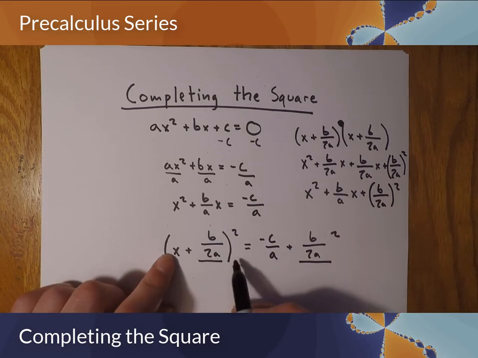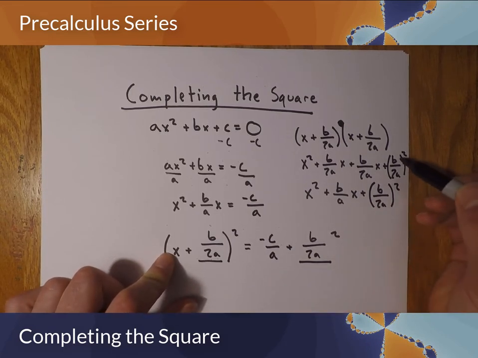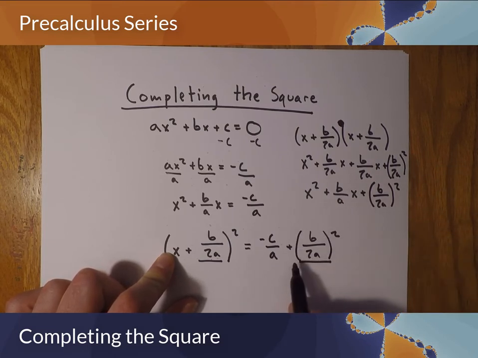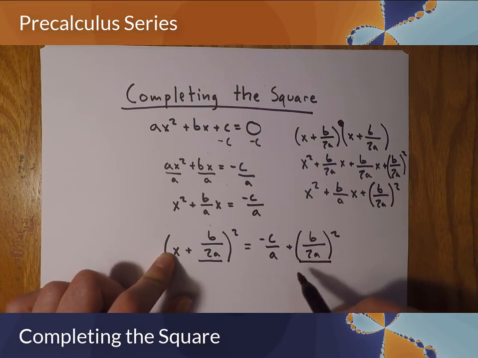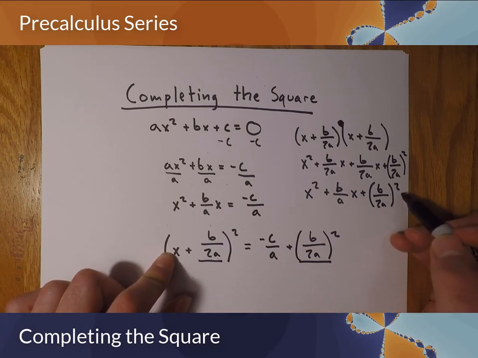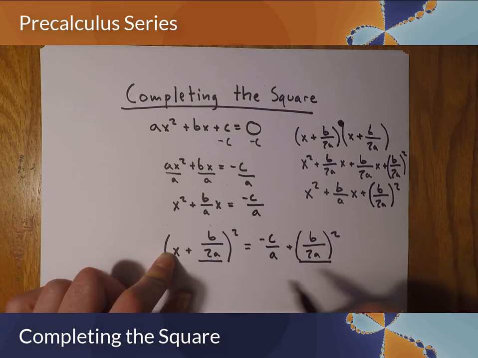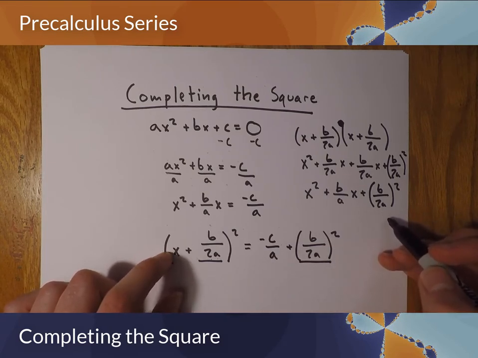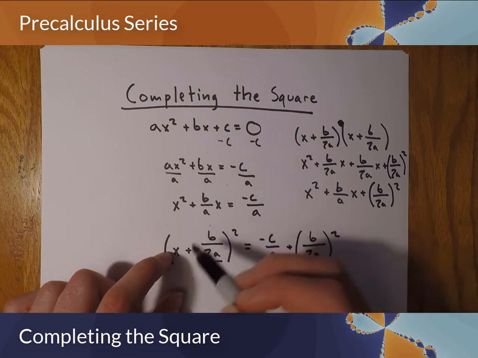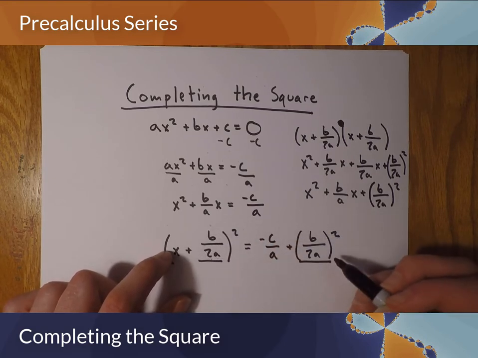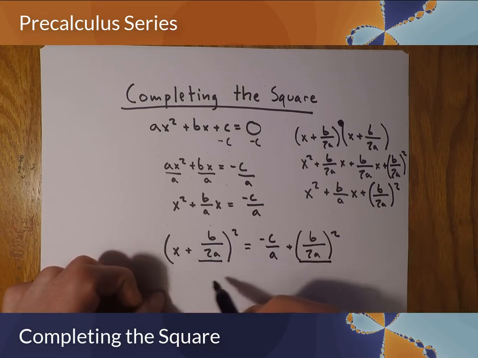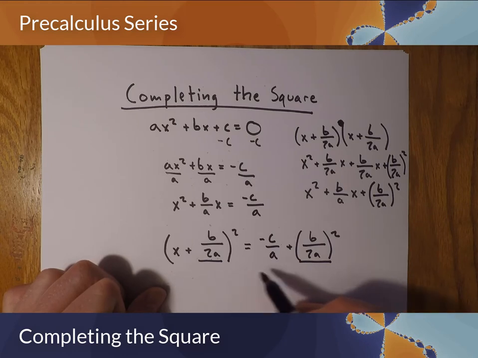So now when you put it like this, you get this extra term, b over 2a squared, and thus you have to add this extra b over 2a squared to the other side to compensate for this new term being created. You can't just add random extra stuff over here and not do anything over here. So this thing right here compensates for this. That's the general overview of completing the square.